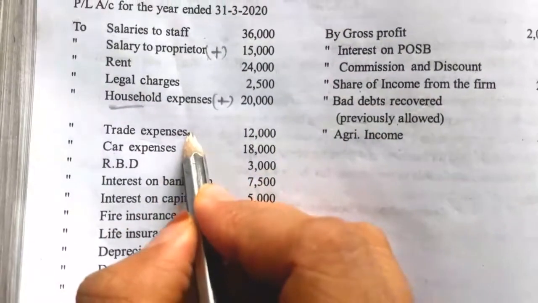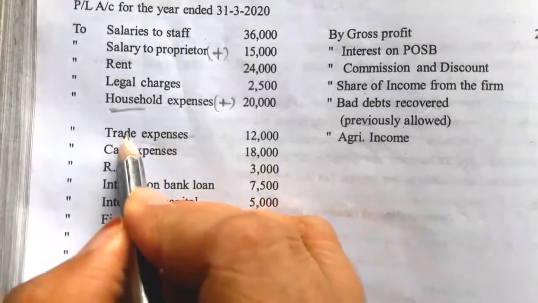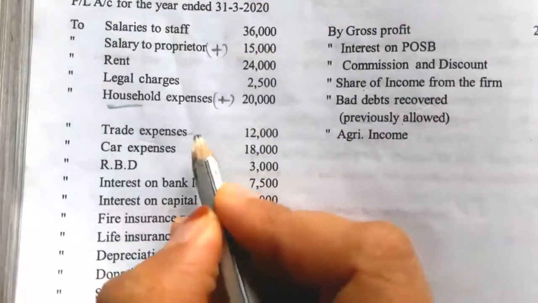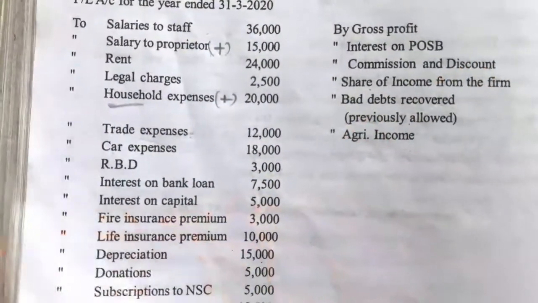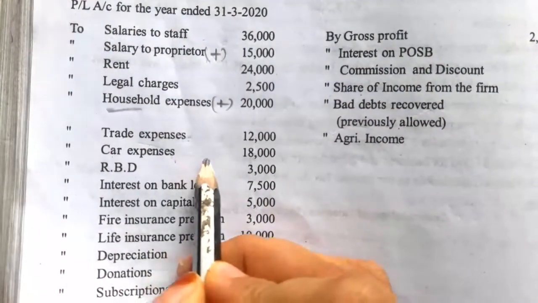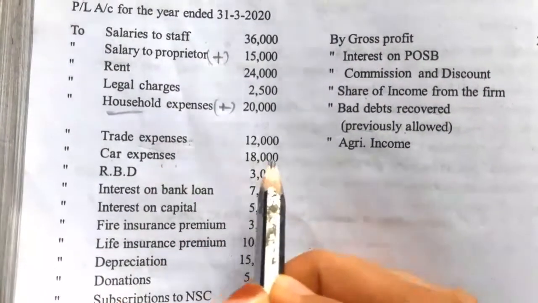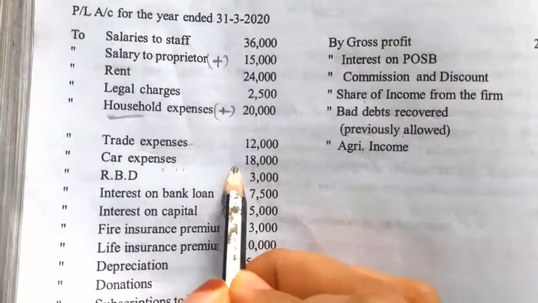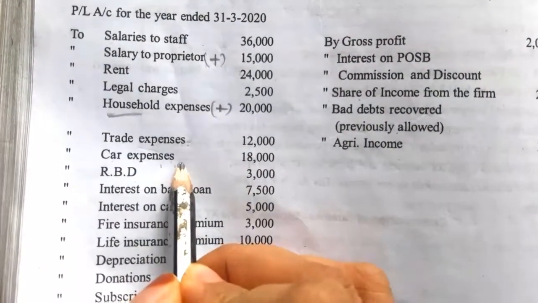Next, trade expenses. The expenses relating to trading activities, meaning relating to business, are allowed, so leave them as they are. Then car expenses. If the car is used for personal use, then the car expenses will be disallowed. If the car is used for business purpose, then car expenses will be allowed.